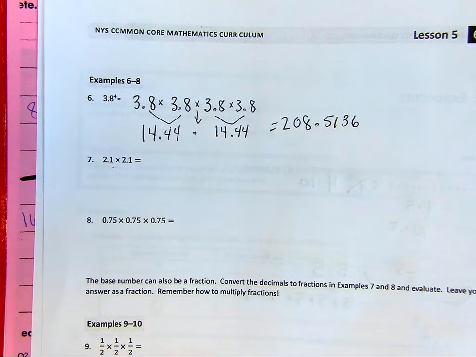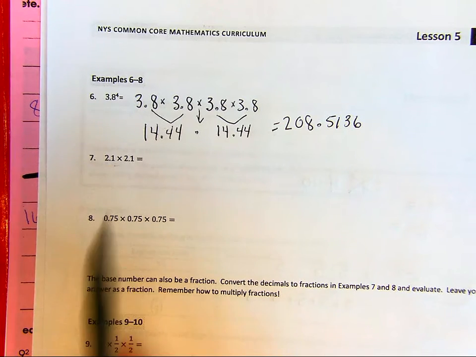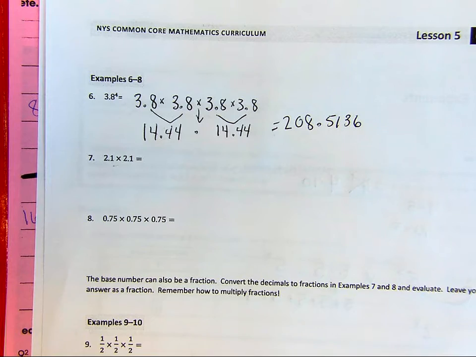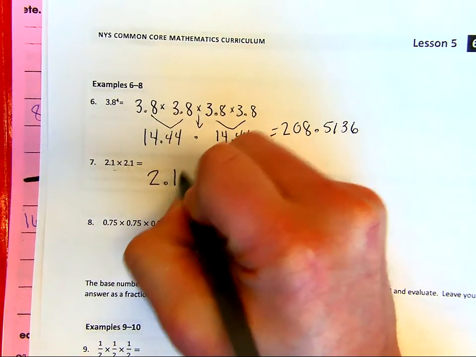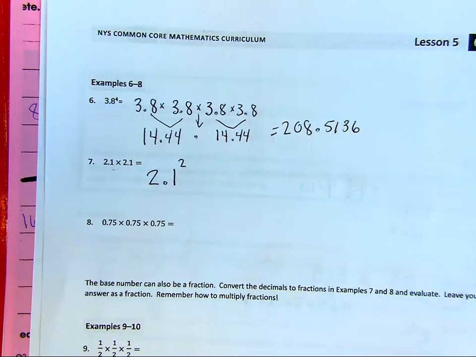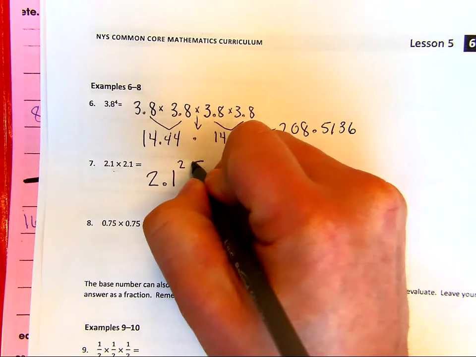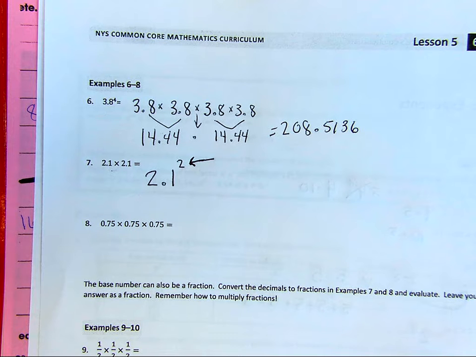Can we write this one as an exponent? It's number 7 here. Can we write it as an exponent? Casey, what do you think it would be if we put it in exponent form? 2 and 1/10 to the second power. Thumbs up if you agree with that answer. And then to the second power, what's the fancy math term?